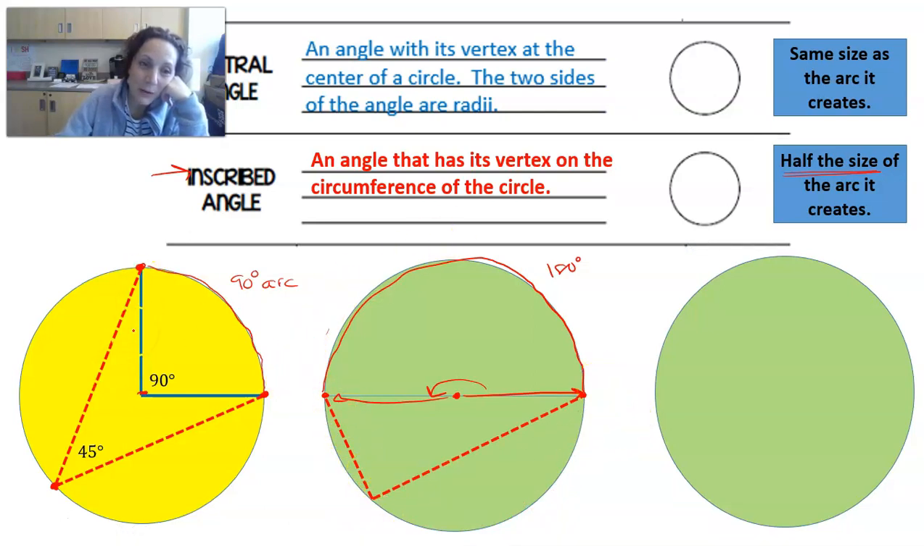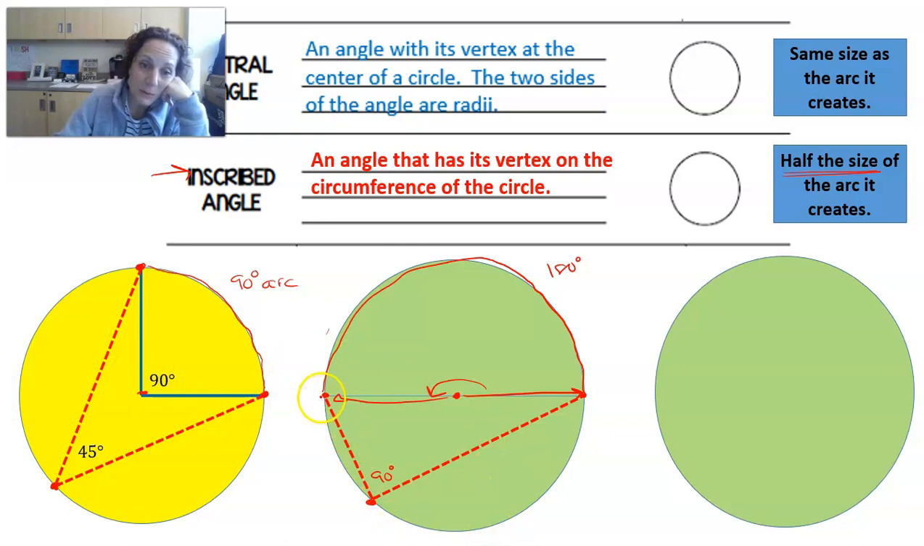Again, if you put a 90-degree angle in the center, it's going to create a 90-degree arc. But look what happens when I take that same 90-degree angle and I put its vertex on the outside. I make it inscribed instead of central.